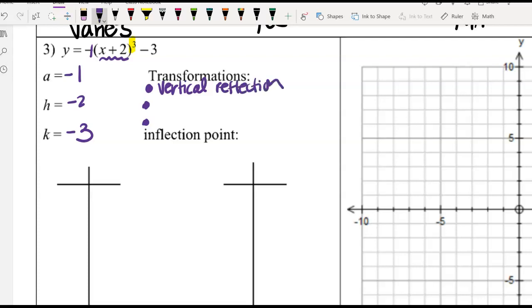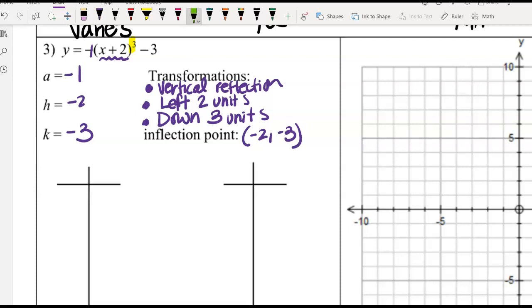Now negative 2 is going to make us go left, so left 2 units. And negative 3 is going to make us go downward, so down 3 units. We do have an inflection point. It's h comma k, so negative 2, negative 3. So that's immediately, students, you can even plot that right away, okay?